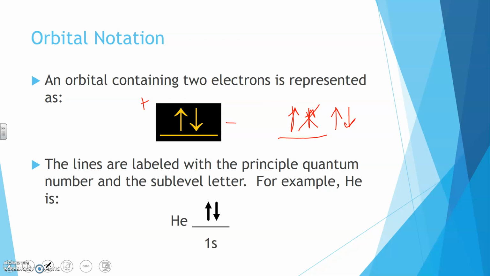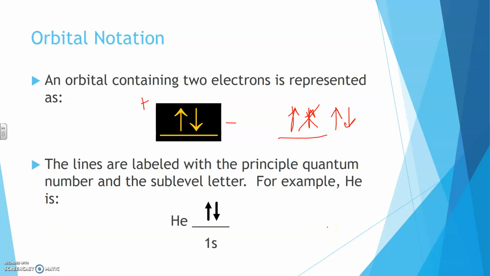So, for instance, if you were going to do helium, helium only has those 2 electrons, and they both go into the 1s orbital. So you have your 1s, you draw a line, an arrow up, and draw an arrow down. So that is representing the 2 electrons in the helium atom.